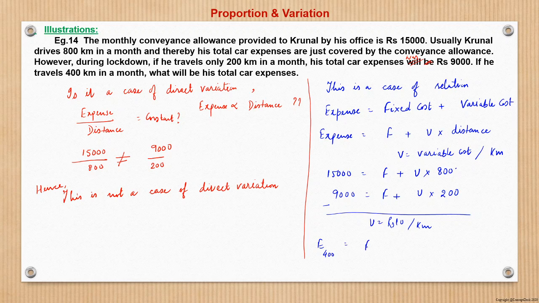So we have to find the expense at 400 kilometers. That will be F plus 400 into V. And F will be how much from this equation? F will be 9,000 minus 2,000, which is 7,000 rupees, right? So it will be 7,000 plus 400 into 10. That is nothing but 11,000, which is the answer, right?